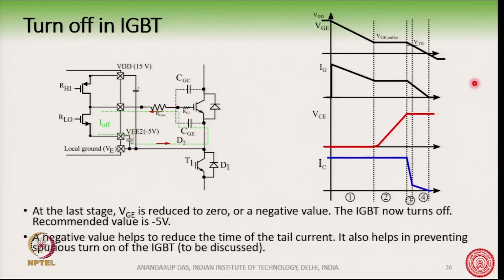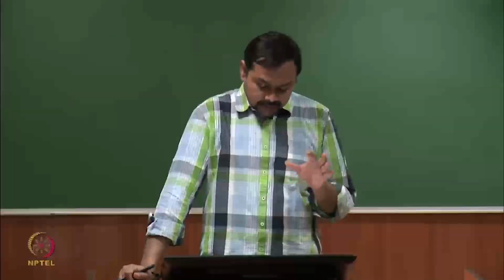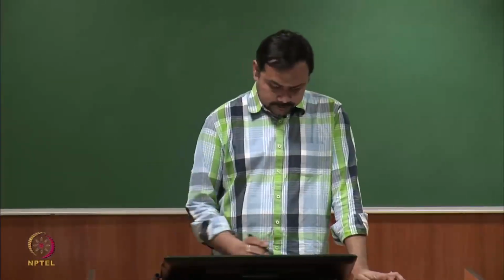Okay. Another particular help of why VGE is negative is that in case of IGBT there is a long tail current, because there are excess minority carriers which need to be recombined. So, in order to quickly take away these minority carriers, otherwise there will be a long tail current, we also keep a minus VGE.